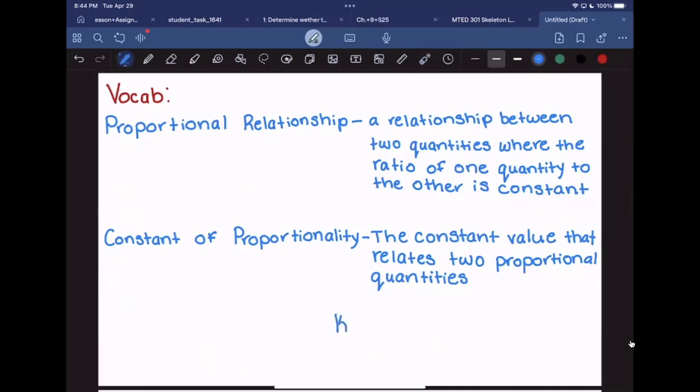And the equation of proportionality, we see it as y is equal to kx, where y is your output, x is your input, and k is that constant of proportionality. So, constant of proportionality.